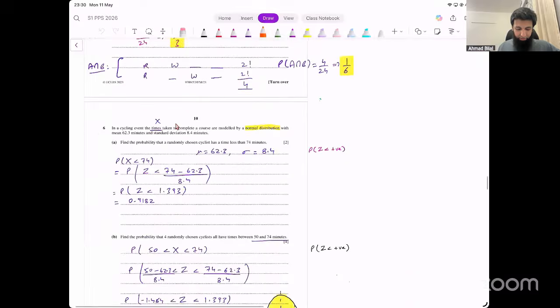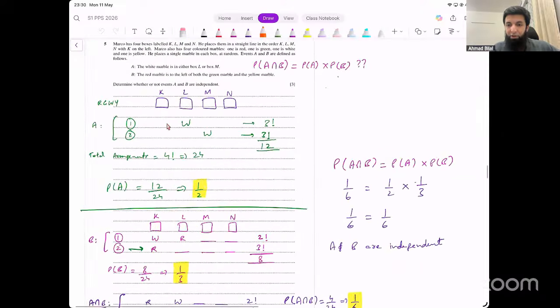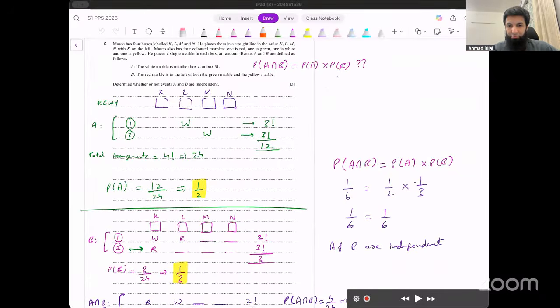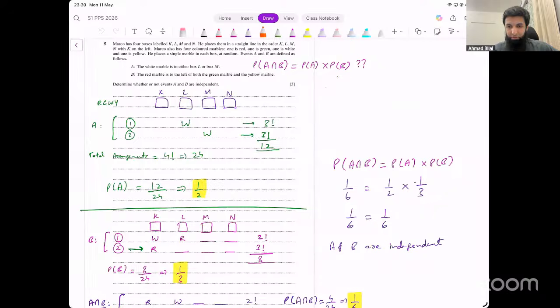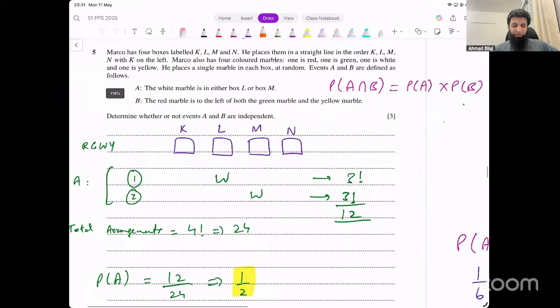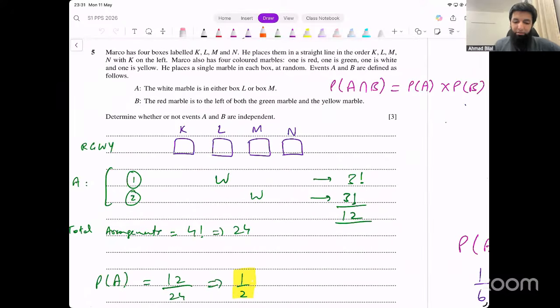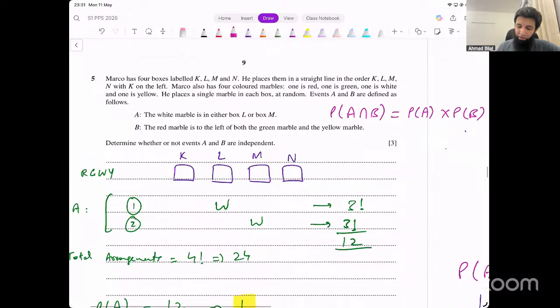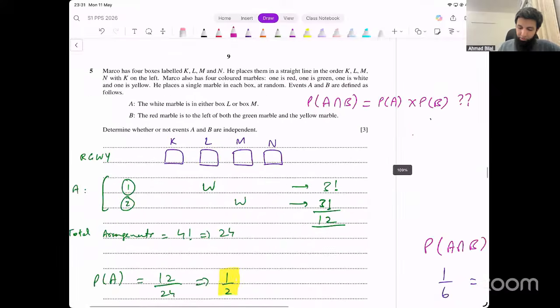Acha. March 23. What about this question? This one and question number 3, part C of the same one. Okay, all right. So a number of people are asking about this. Let's go through this. Marco has 4 boxes labeled K, L, M, and N. He places them in a straight line in the order K, L, M, N with K on the left. Okay. He has 4 colored marbles. One is red, one is green, one is white, and one is yellow. He places a single marble in each box at random.